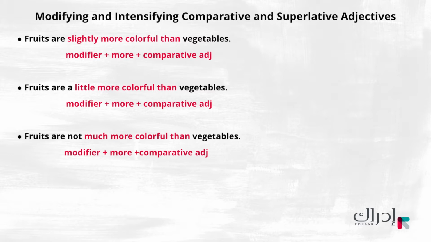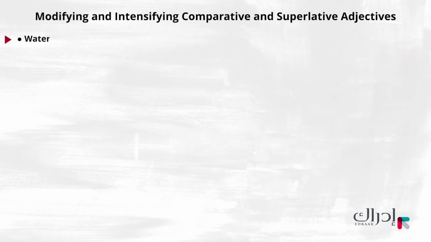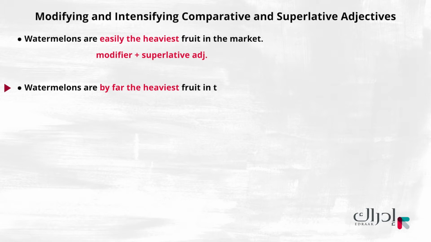Superlative adjectives are modified in a similar way. We can show the extent to which something is beyond the other in the group. Let's look at some examples with the superlative form that uses -est. Watermelons are easily the heaviest fruit in the market. Watermelons are by far the heaviest fruit in the market. They are heavier by a lot.